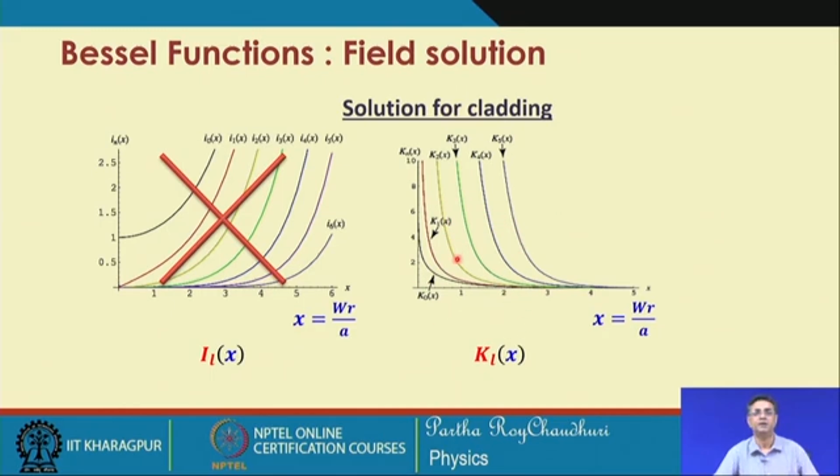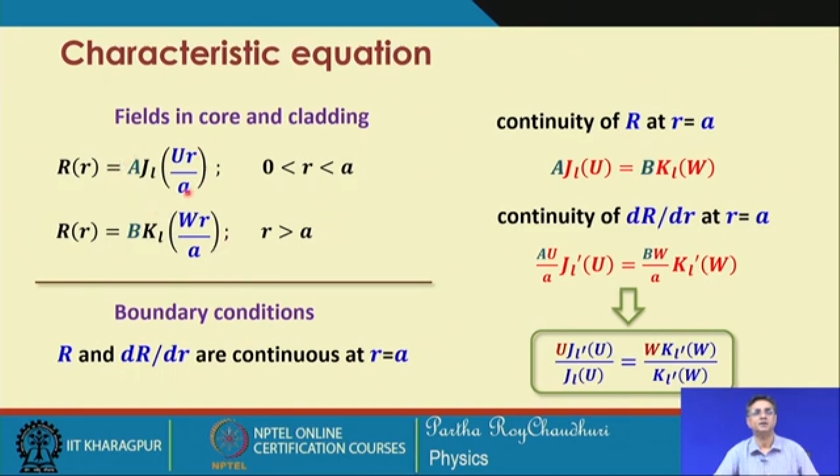So, we have the final solution for the core and cladding as the Bessel J L for the core, and for the cladding you have Bessel K L. Then we will have to match the continuity condition at the core cladding interface, the boundary condition, that is psi and dpsi by dr are continuous at r equal to a. This is true as long as the refractive index contrast is very low, that is n 1 is approximately equal to n 2, but slightly greater.